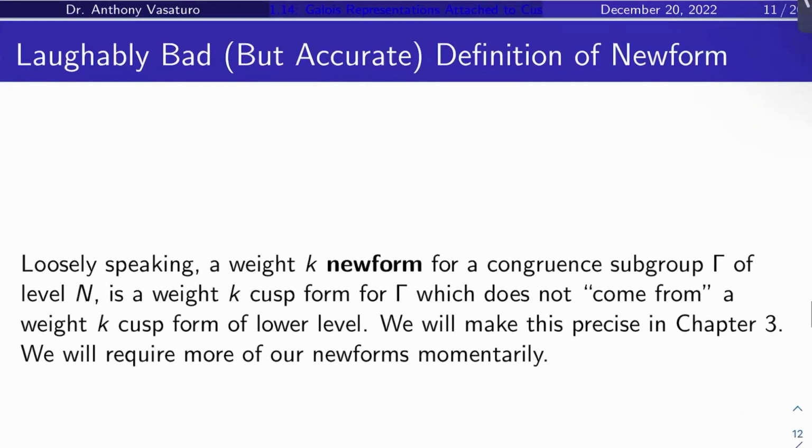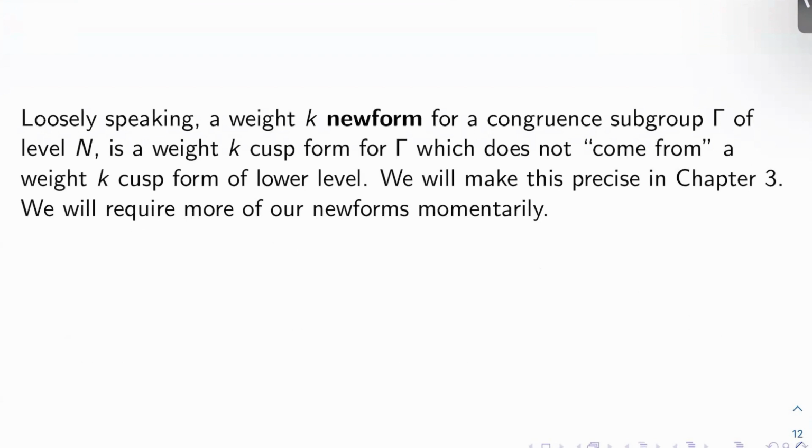Okay, laughably bad but accurate definition of newform incoming. So loosely speaking, a weight k newform for a congruence subgroup Γ of level N is a weight k cusp form, a special kind of weight k cusp form for Γ, which doesn't really come from a weight k cusp form of any lower level than N. Okay, this will be made precise in chapter 3. That video is already up on my channel.